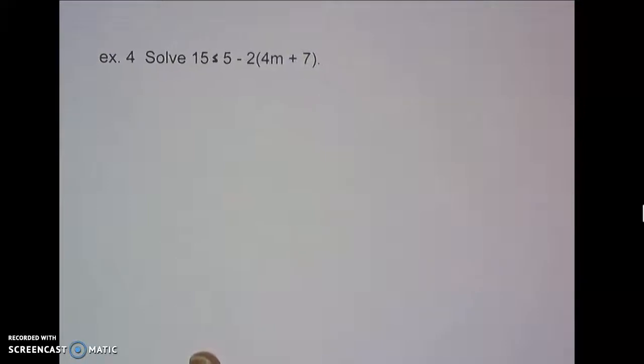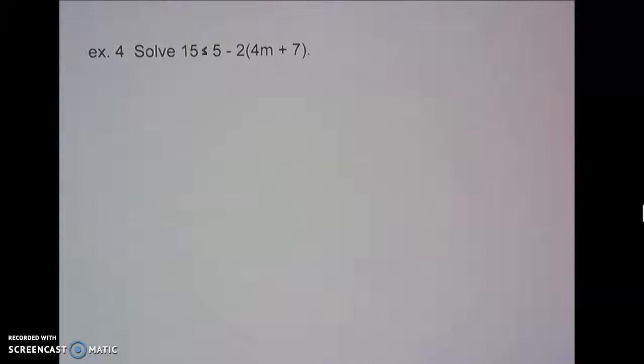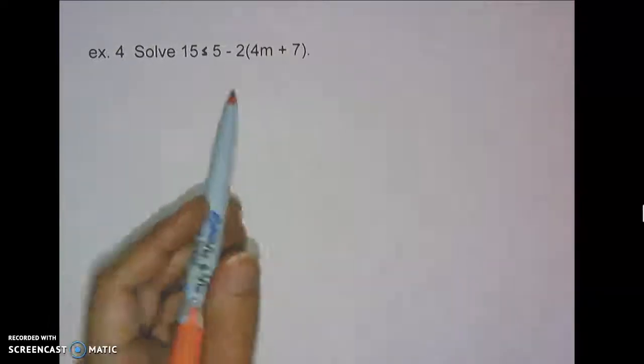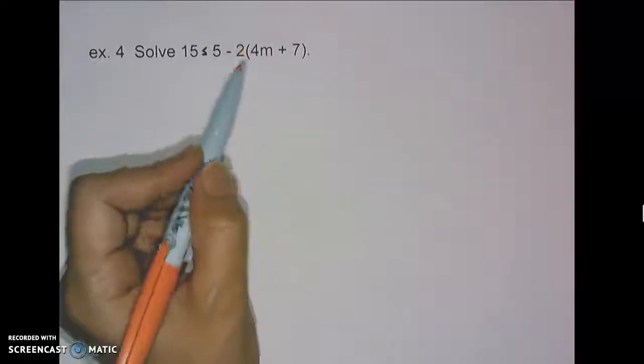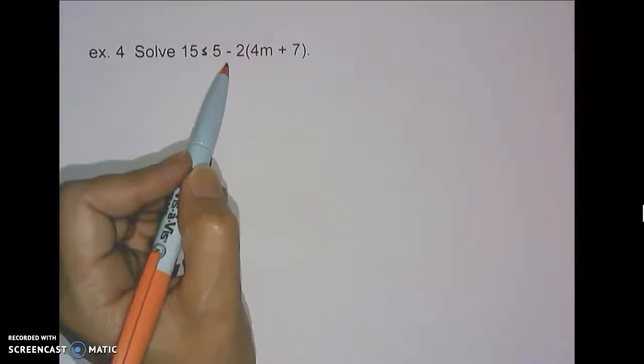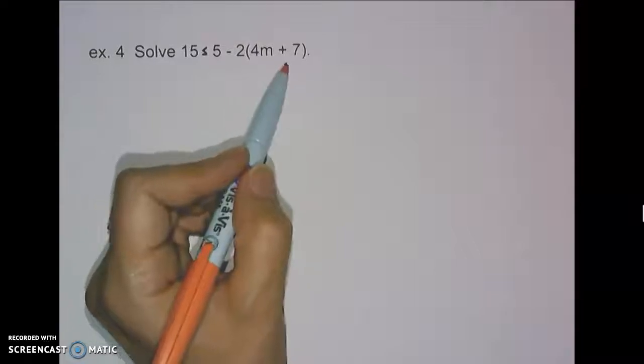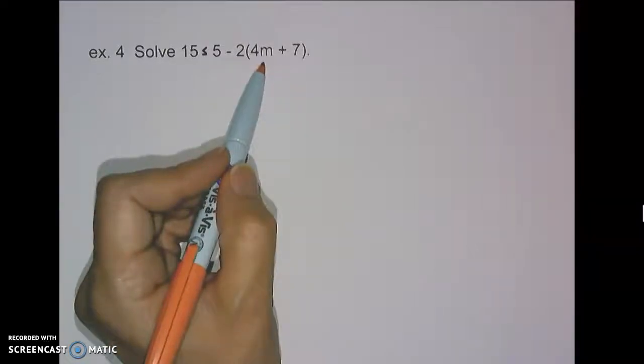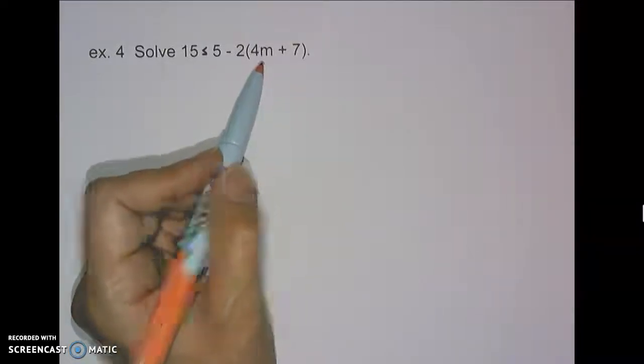Okay, let's add in a few extra steps here. We're going to solve 15 is less than or equal to 5 minus 2 times the quantity 4m plus 7. So these types of questions you've got to be really careful with, because some of you are trying to combine like terms with those. Those are not like terms. This -2 has this piece, the parentheses, with it that you have to take care of first.